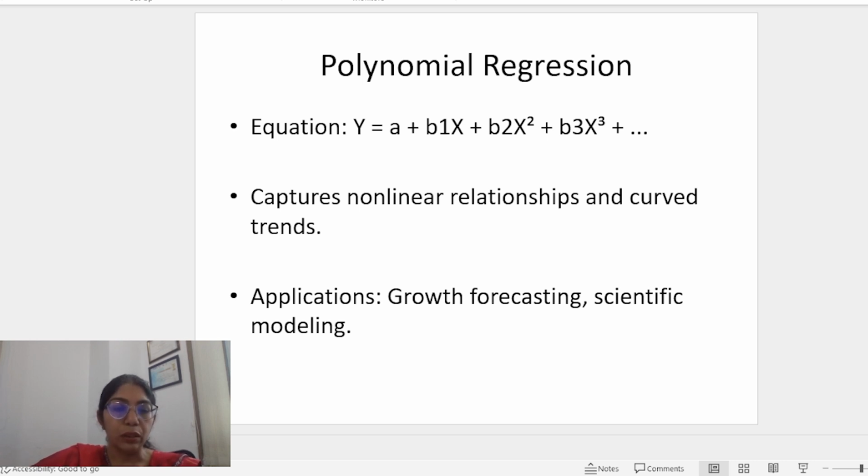However, one should be cautious when selecting the polynomial degree. A very high degree may lead to overfitting, where the model performs well on training data but poorly on unseen data.